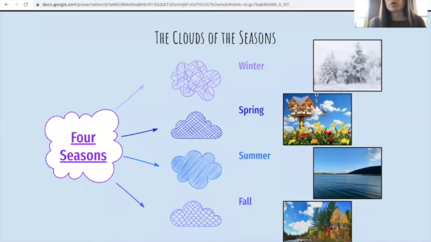So for winter, we need those stratus or nimbus clouds to produce our precipitation, which in the wintertime is snow or freezing rain or sleet. In the springtime, we usually have sunny days like it is today, and we have cumulus clouds or no clouds, but in the spring, we have lots of rain because we need that rain so our plants can grow and be pretty for the summertime.